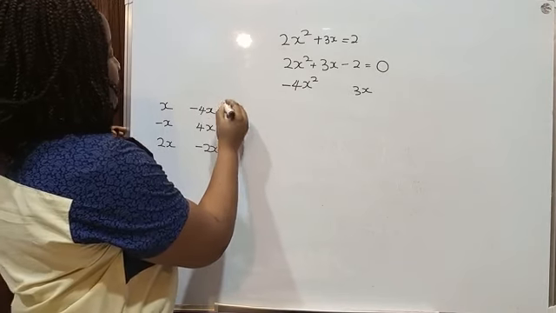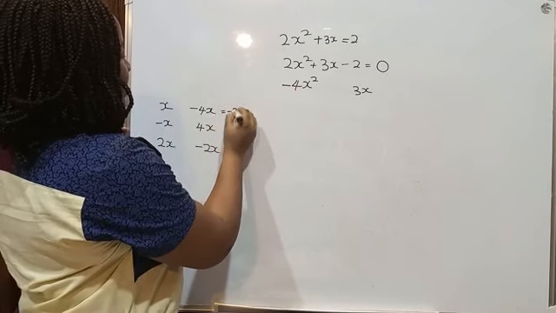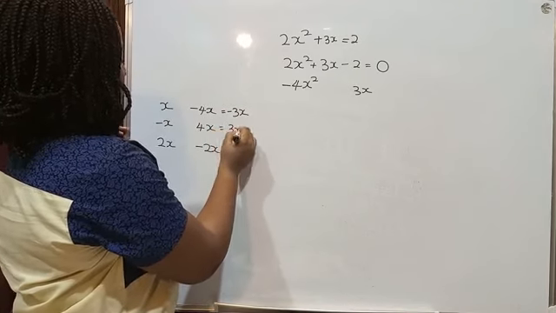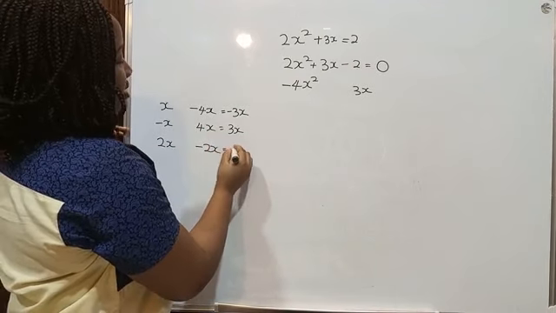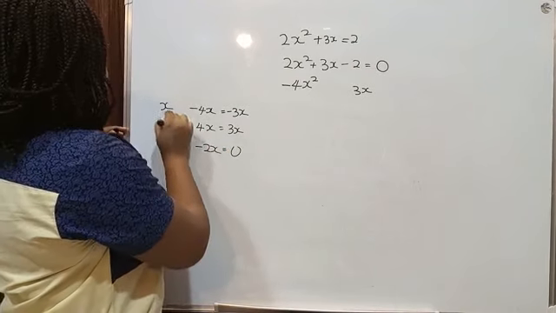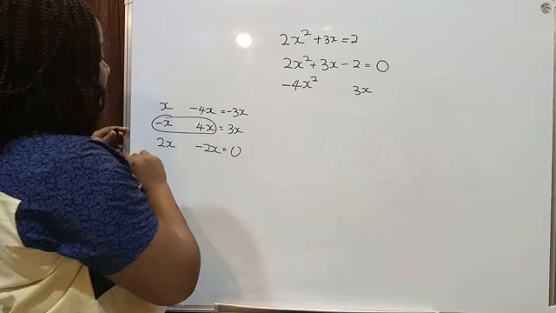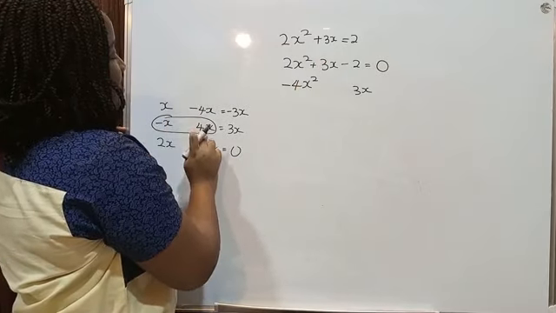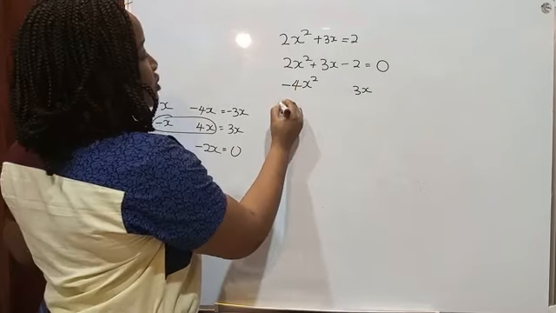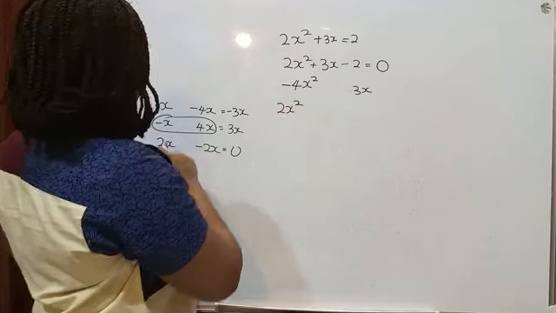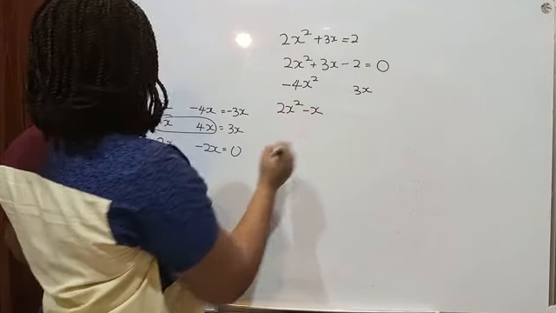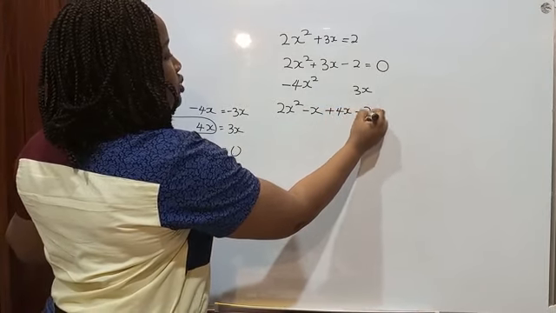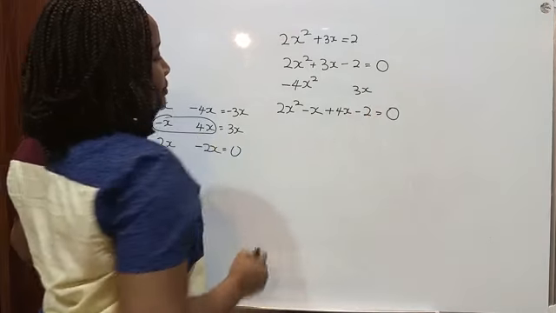You have x minus 4x gives us minus 3x. Minus x plus 4x gives us 3x. 2x minus 2x gives us 0. So this one satisfies us. You now replace 3x with minus x plus 4x. So you have 2x squared minus x plus 4x minus 2 equals 0.